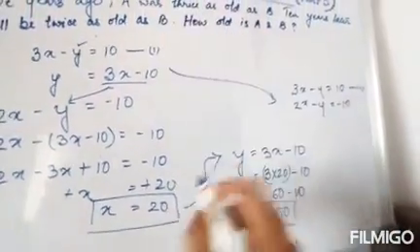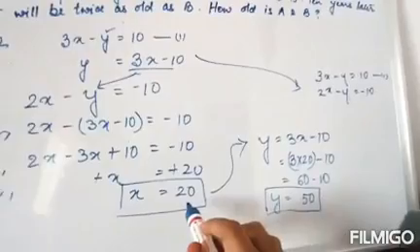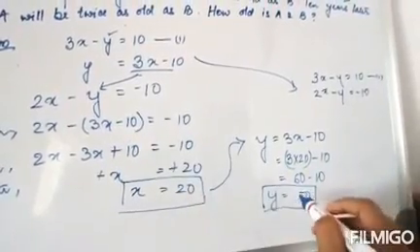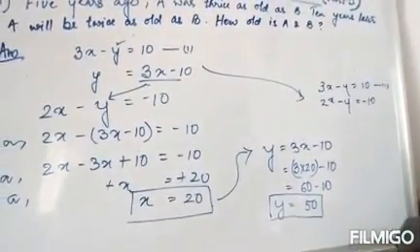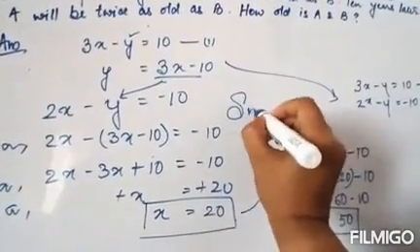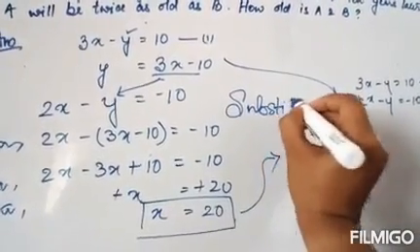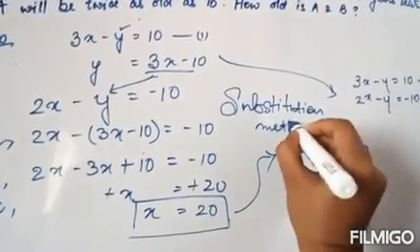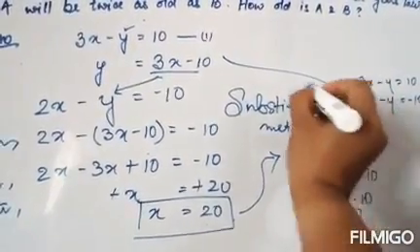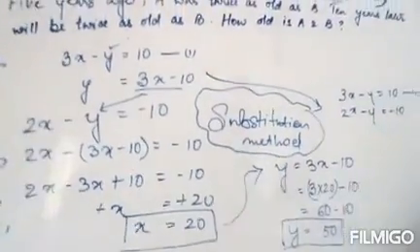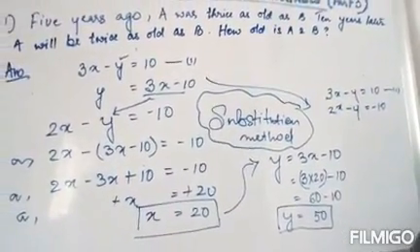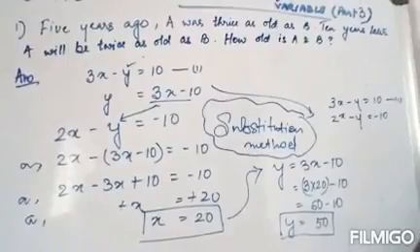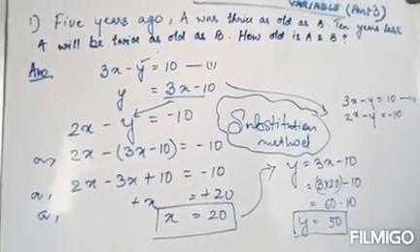So A's age is 20 and B's age is 50. We have got this by the substitution method. Okay, this is our substitution method. Correct? Okay, now let us see by the elimination method.